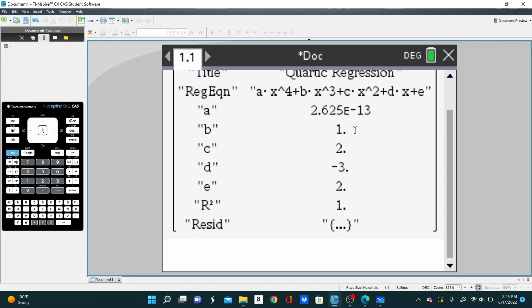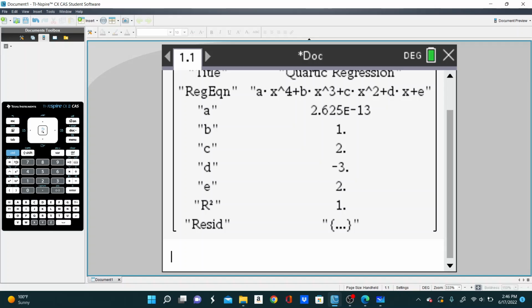And so now you can see the reason I did quartic. As you can tell from this, it's actually going to be cubic because our x to the 4th coefficient is basically 0. It's times 10 to the minus 13. So it's essentially 0. But even though we had a cubic and we did quartic regression for it, it just gave us a value of 0 for the 4th degree term.